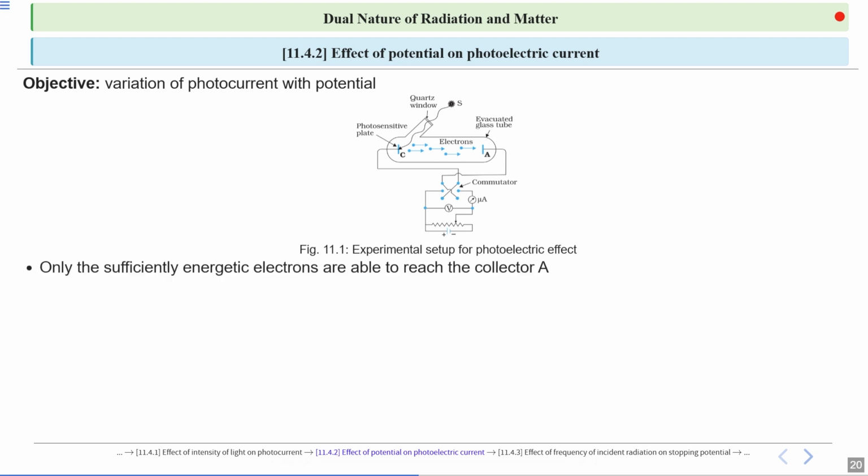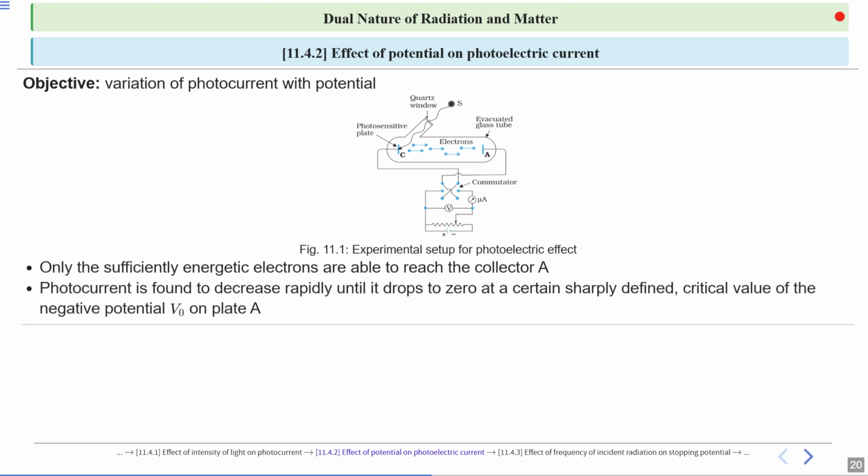Now, only the sufficiently energetic electrons are able to reach the collector A. All right. This means that if an electron does not have enough kinetic energy, it won't reach the collector, specifically if the potential is negative and opposes their motion. So photocurrent depends on both the energy of the electrons and the voltage we apply.